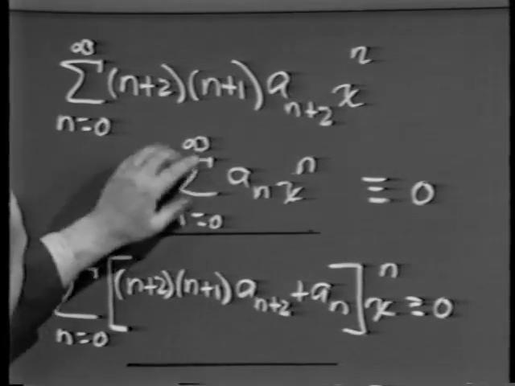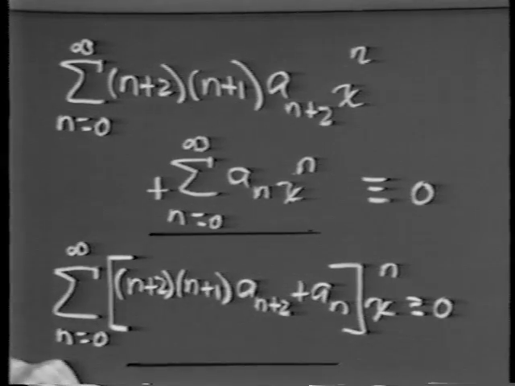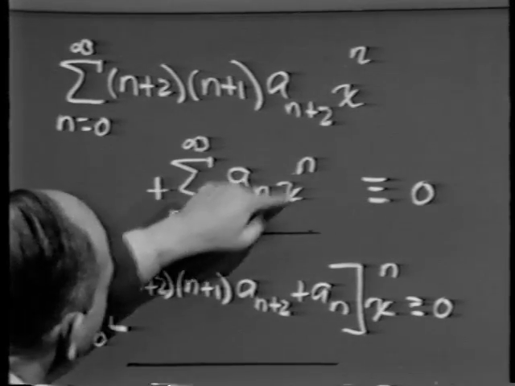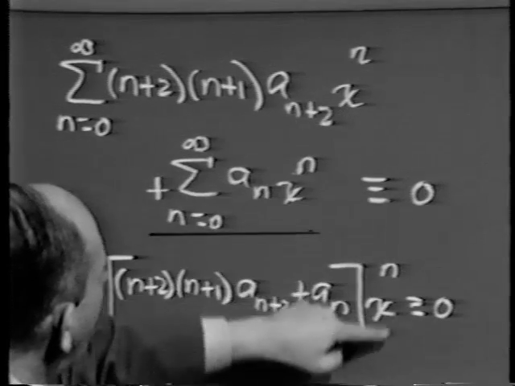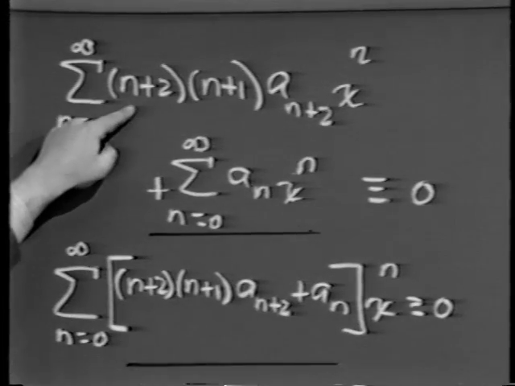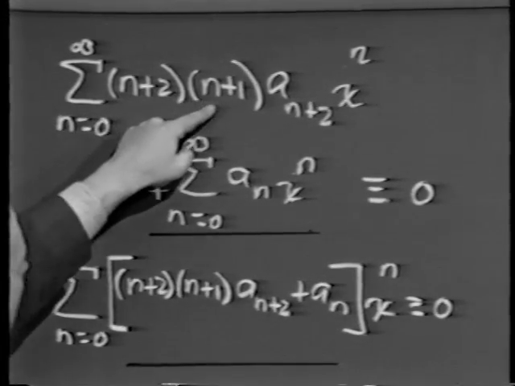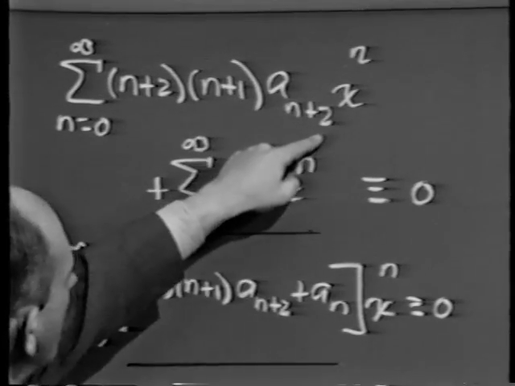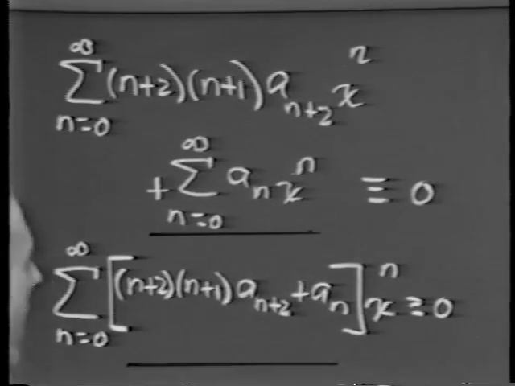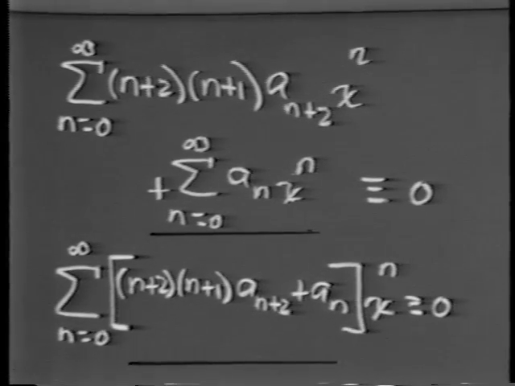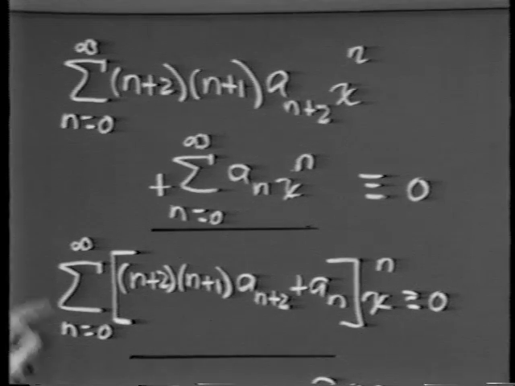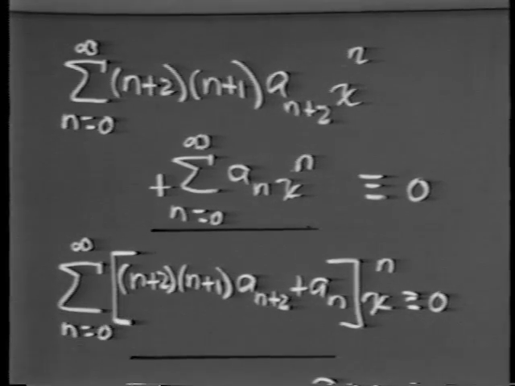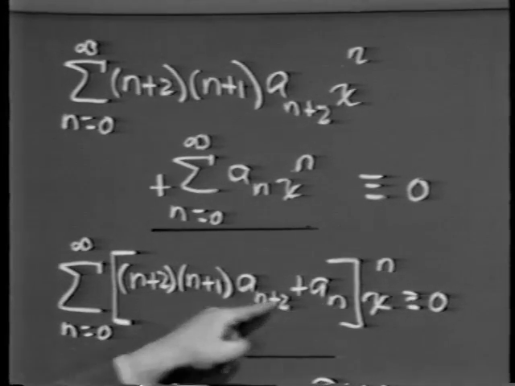If I add them term by term, that means I come inside the summation sign here. X to the n is a common factor. I factor that out, and what's left is what? N plus 2 times n plus 1 times a sub n plus 2 plus a sub n. That's this expression here. And this is what must be identically 0. Now, the point is that the only way that a convergent power series can be identically 0 is if each coefficient is 0. And that's how I now handle the undetermined coefficients.